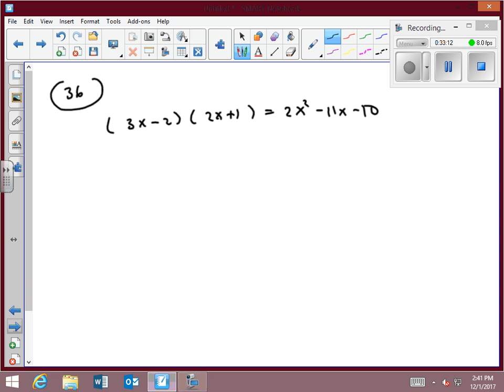Okay, we got to FOIL the left-hand side, don't we? Because we got to get 0 by itself. So to FOIL the left-hand side, the first terms are 6x squared. Outside plus 3x. Inside minus 4x. Last minus 2, equals 2x squared minus 11x minus 10. Now what do we do?